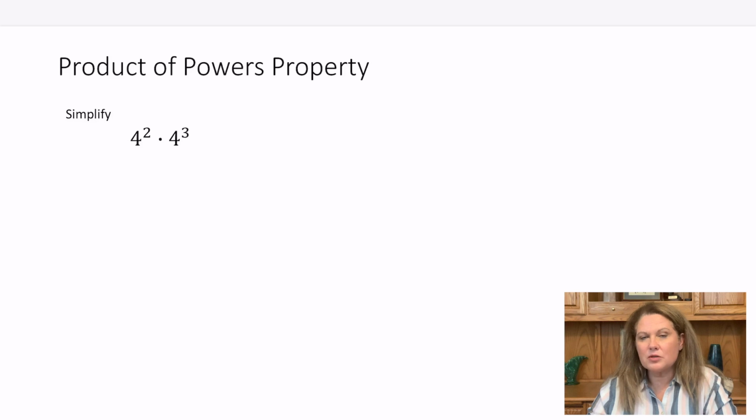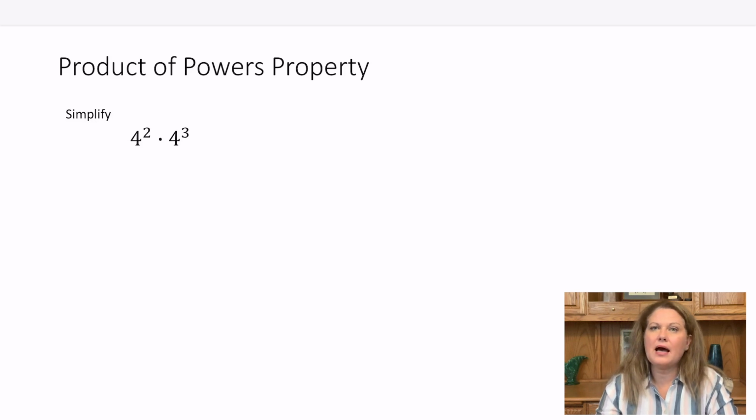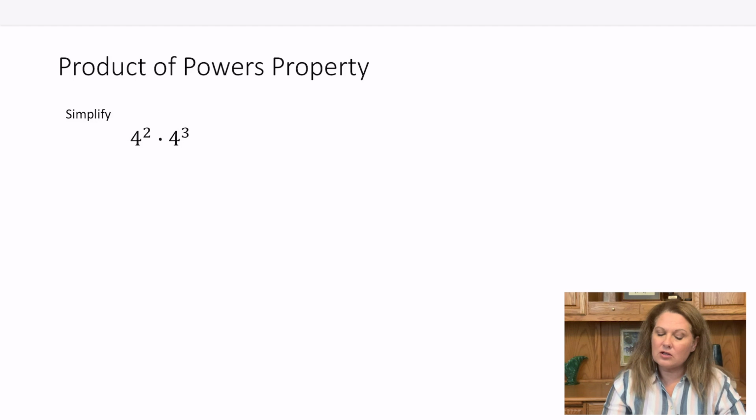Product of powers property. Well, we talked about powers the last couple of times, and we know a power is created using a base and an exponent. The term product means to multiply. So what if we are multiplying two powers together? The word simplify just means to write in the fewest number of letters or the fewest number of terms.